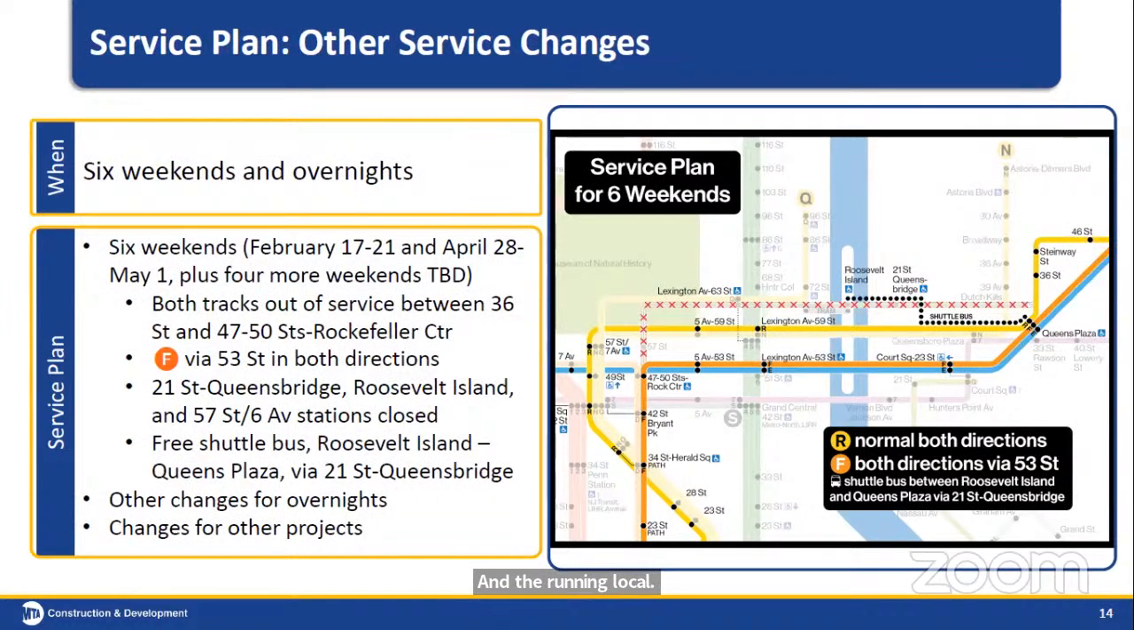Other service changes. Obviously, we are continuing our construction, so nights and weekends, there will be other changes to support this project and other maintenance work. So for 63rd Street direct fixation, there are 6 weekends with more extensive closures with both tracks out of service, and the F operating via the 53rd Street E line, where 57th-6th will be closed, and replacement shuttle buses will operate between Roosevelt Island and Queens Plaza, as shown on this map.